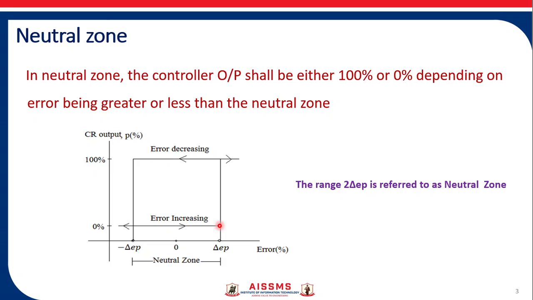Because of this neutral zone, the switching time of controller increases, and therefore the range of delta EP is referred to as a neutral zone. Now this is delta EP and this is delta EP. The 2 delta EP is called the neutral zone, or it is called the differential gap, and this is purposely provided in on-off control mode.